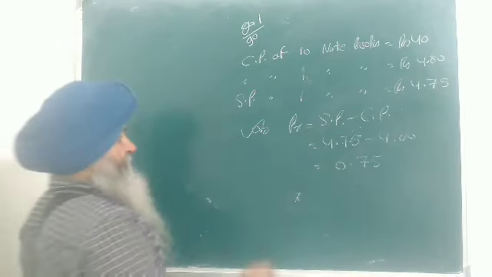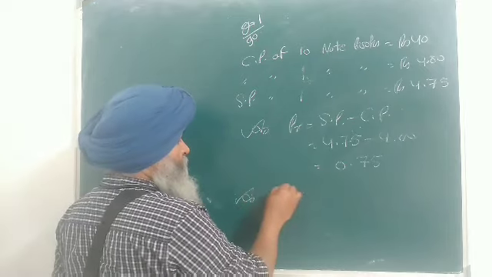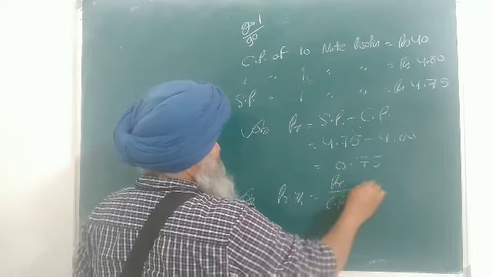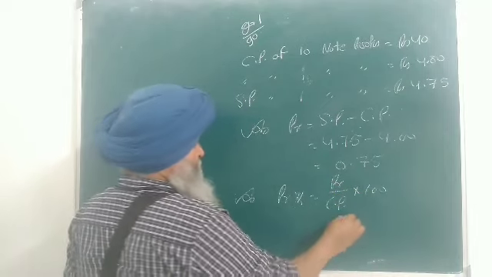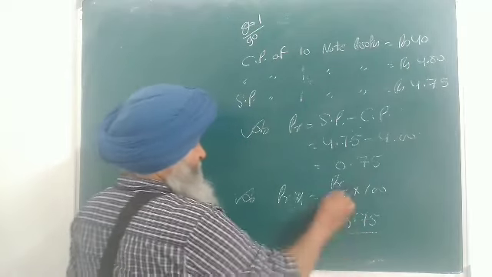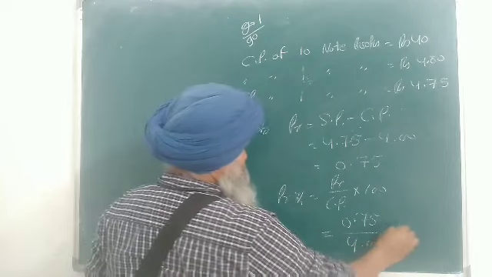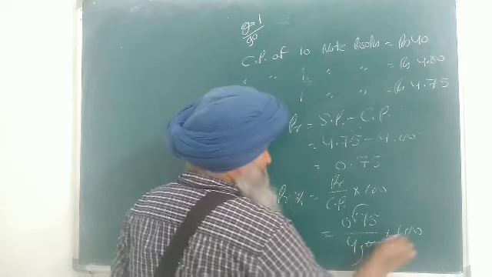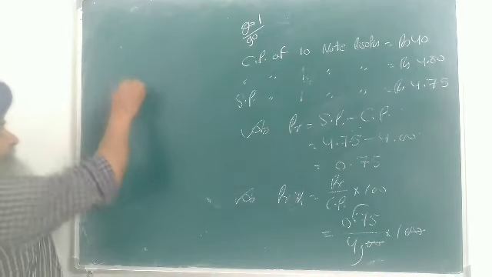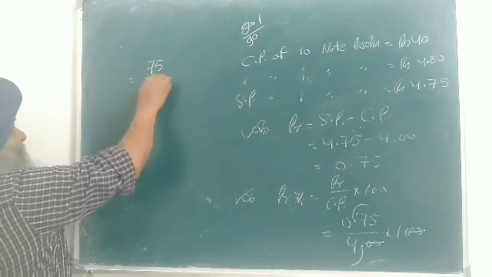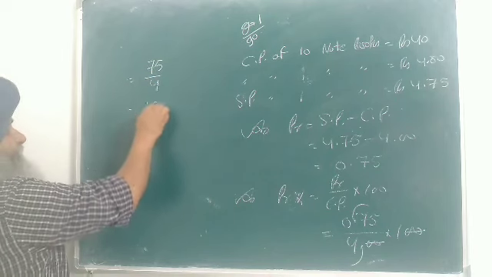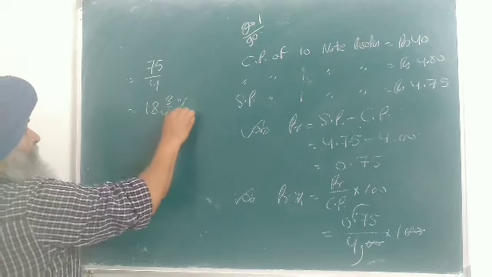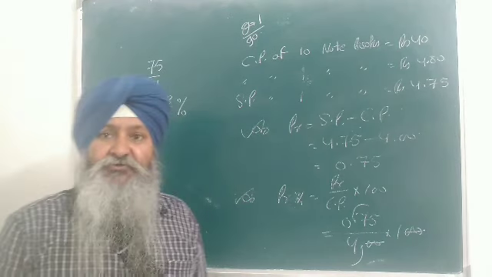Now they are asking profit percent. As you know the formula, profit percent is profit upon CP into 100. So what is the profit? 0.75. What is the CP? 4.00 into 100. Now remove this decimal with this decimal. Now the double zero will cancel, so it is 75 upon 4. 4 ones are 4, rest is 3. 4 eights are 32, rest is 3. So it is 18 3 by 4%. So this is the profit he or she received.